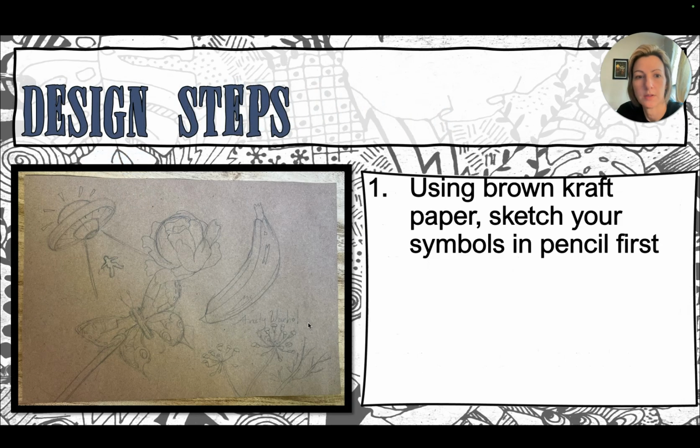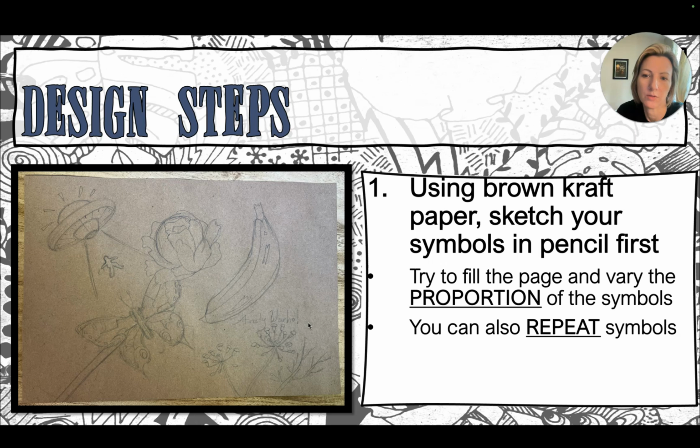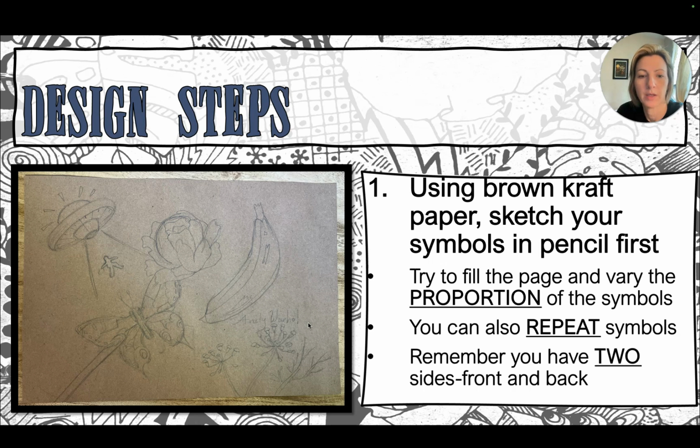So your steps. You're going to use brown craft paper and you're going to sketch in your symbols in pencil first. You want to try to fill the page and vary the proportion of the symbols. Proportion is another word that means size, so you want to vary the size. You can also repeat symbols. Just because I have that banana in one spot doesn't mean I couldn't have drawn it in a different way, larger, smaller, somewhere else. So don't be afraid to repeat things that you like. And also remember again, you need a front and a back.